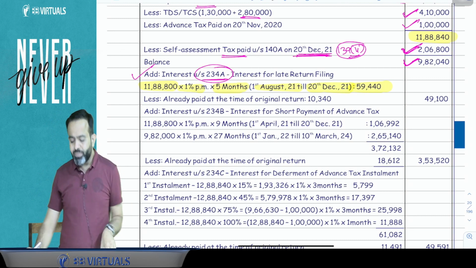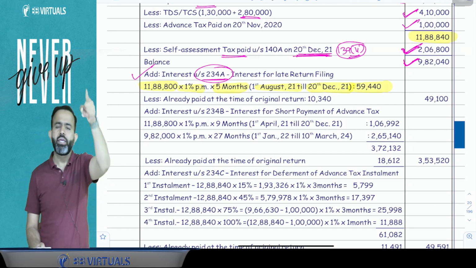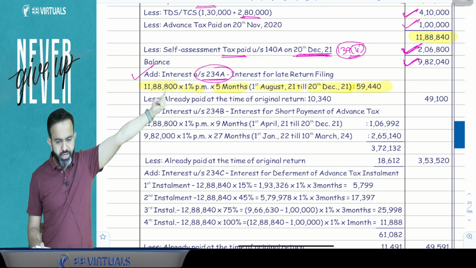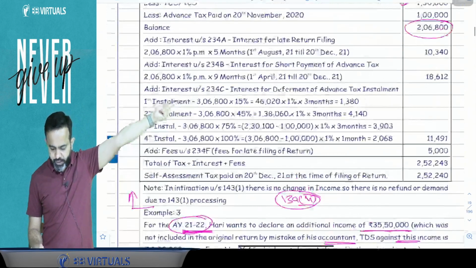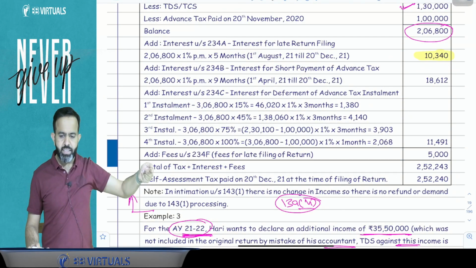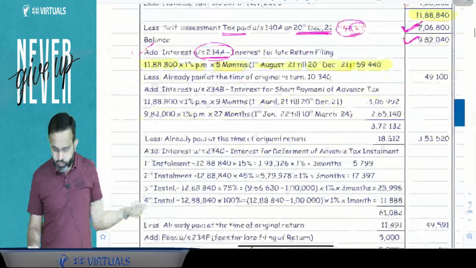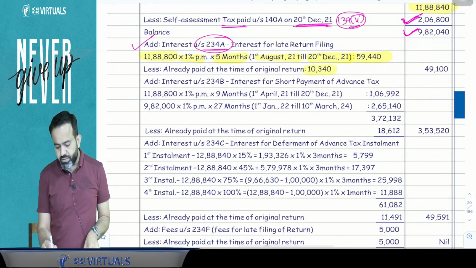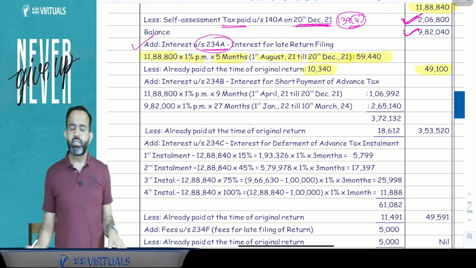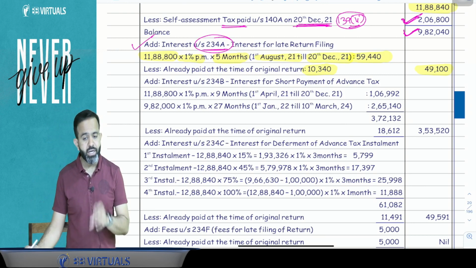But guys, out of this 59,440, you already paid the 234A at the time of filing of the original return. So when you filed the earlier return, that time you already paid this 10,340 as 234A interest. So you will get the credit of that now, because you already paid that interest. So you will have to pay only 49,100 interest under section 234A now.